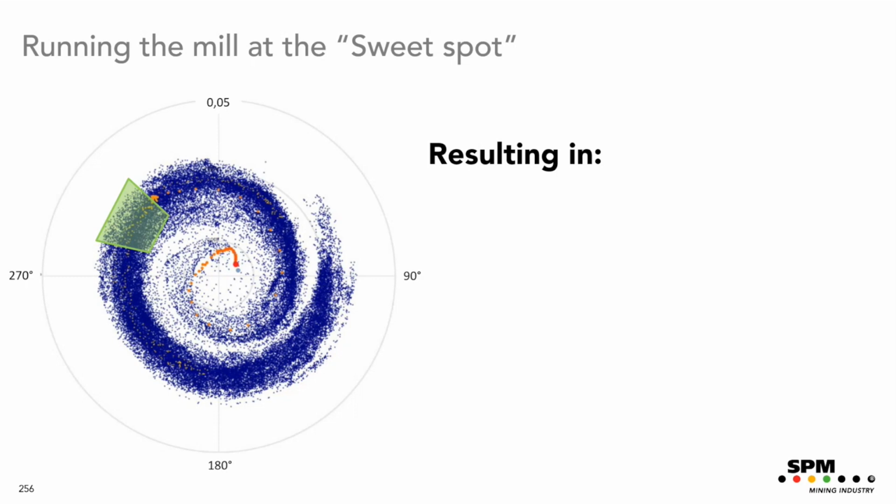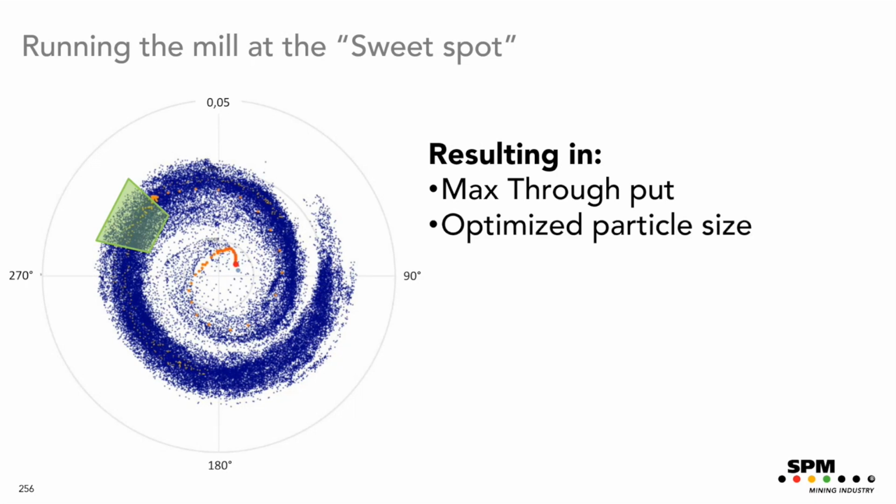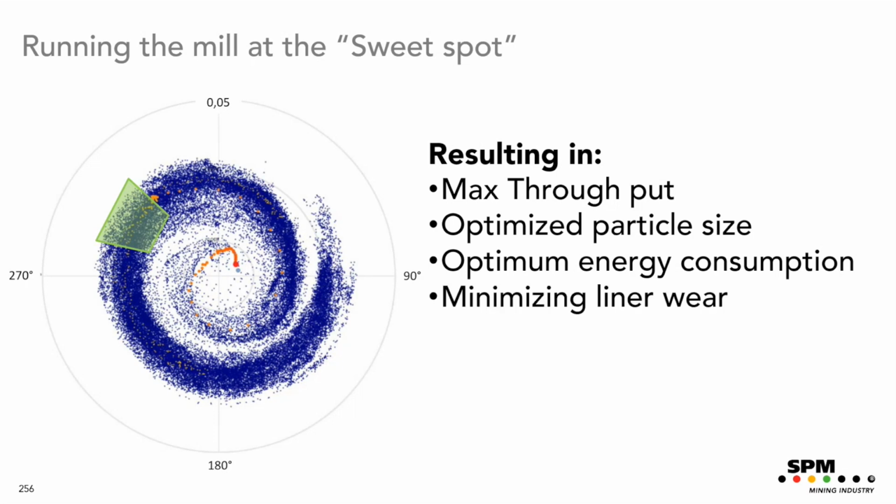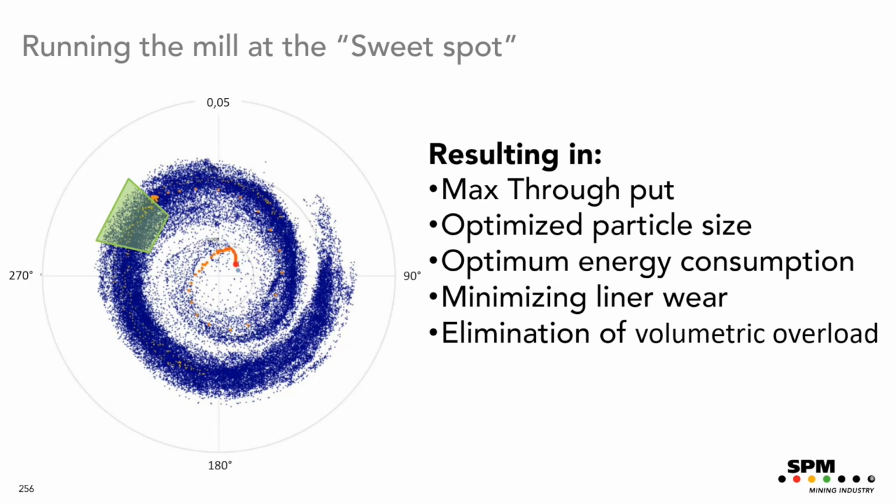Running the mill at the sweet spot will result in maximum throughput, optimized particle size, optimum energy consumption, and minimizing the linear wear, and also elimination of the volumetric overload.